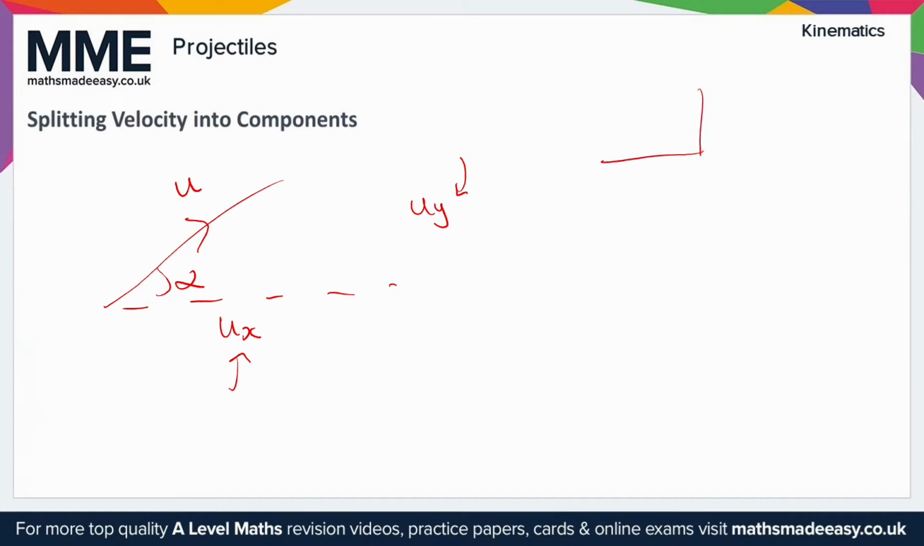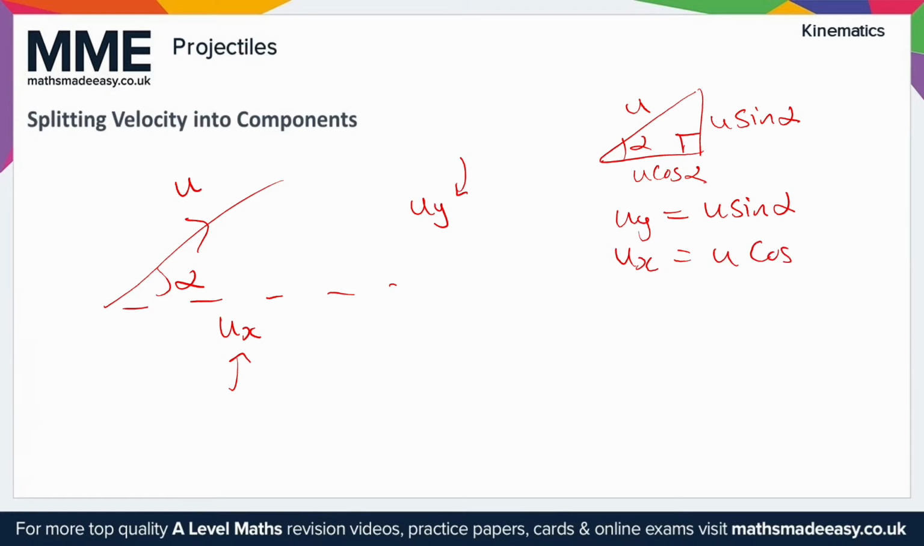We've got a right angle triangle. That's right angled there. We know this is alpha. We know this is u. So this side, how would we work it out? Well, we would do u sine alpha, and then we would do u cos alpha for this side. So we now know uy, so the y component of u is u sine alpha, and ux is u cos alpha.